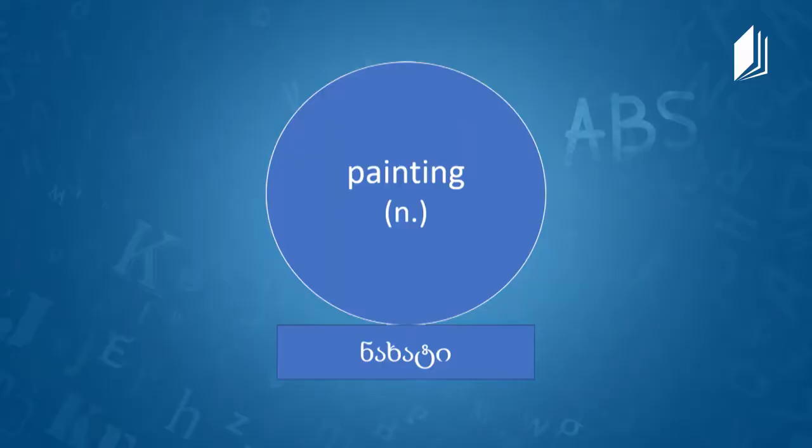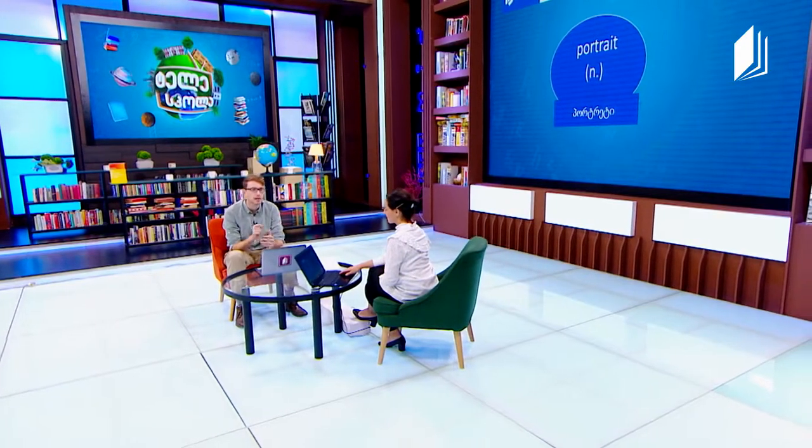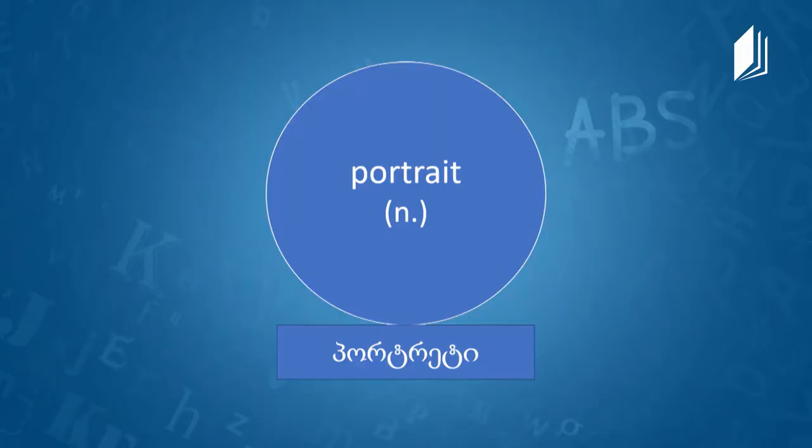And our next word is painting, noun. And what is that, Lika? So painting is ნახატი, არსებითი სახელი. And one more time, painting. And our next word is portrait, noun. And a portrait is when an artist paints a person. Portrait, პორტრეტი, არსებითი სახელი. And one more time, portrait.